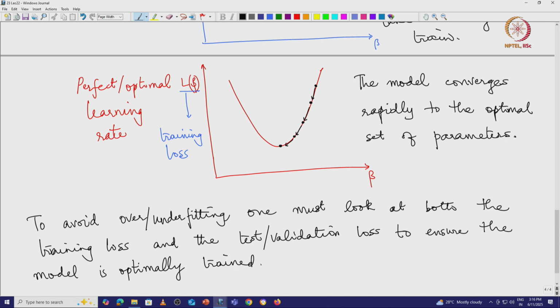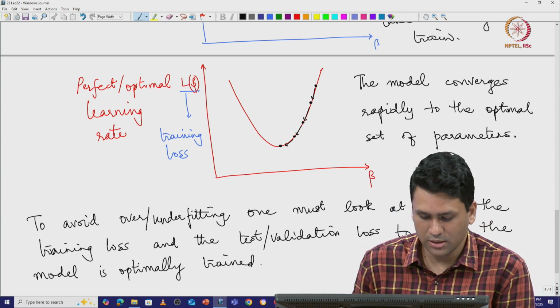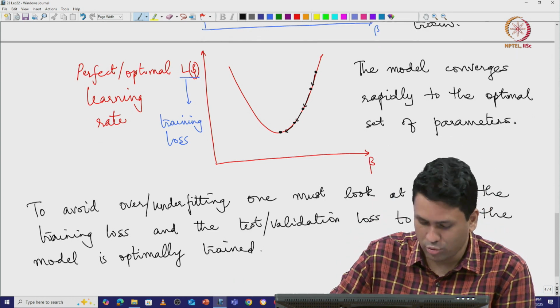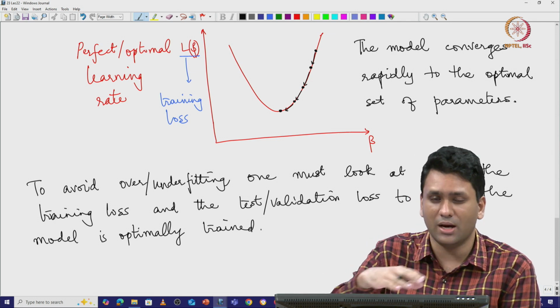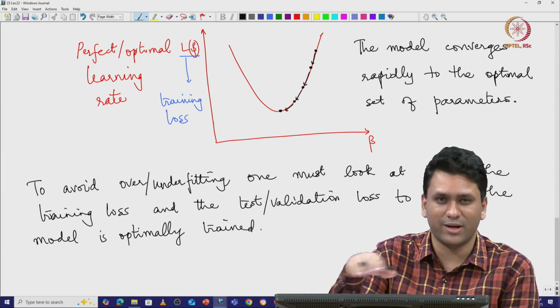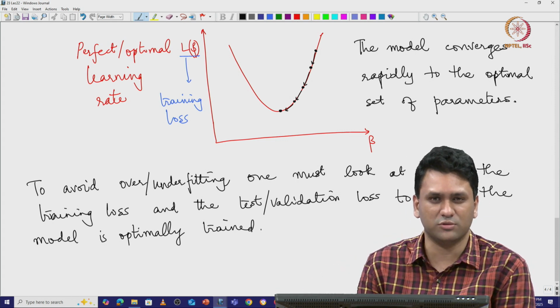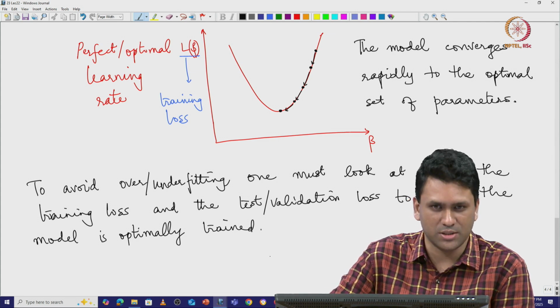Okay, I hope this makes sense to you as to why, to avoid under or overfitting, one must look at both the training loss and the test or validation loss. In case the training loss has really come down very fast, but the validation loss is not coming down as fast, then clearly it is a case of overfitting and you may have to change your learning rate or make some other tweaks to the model training procedure.